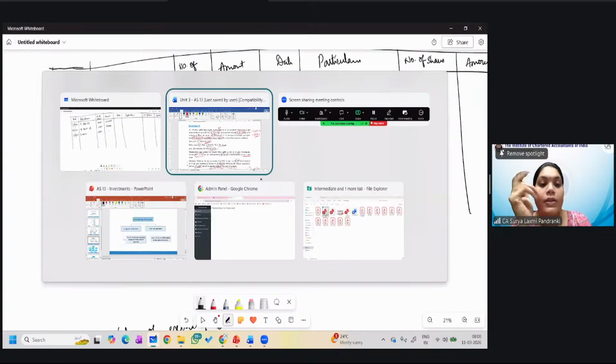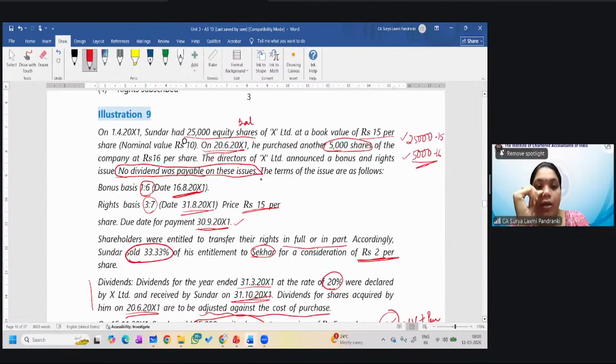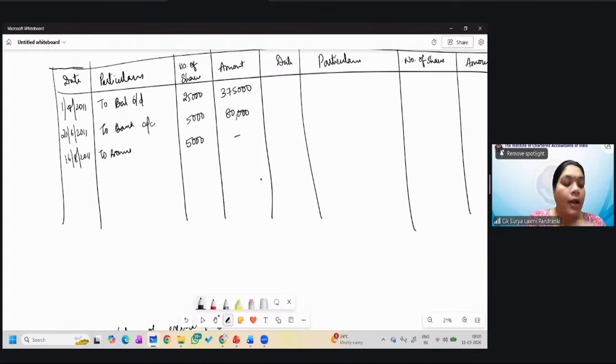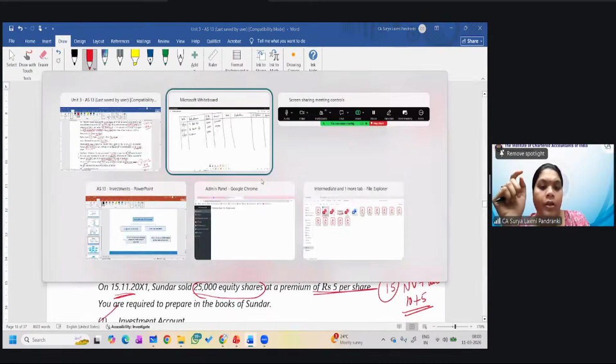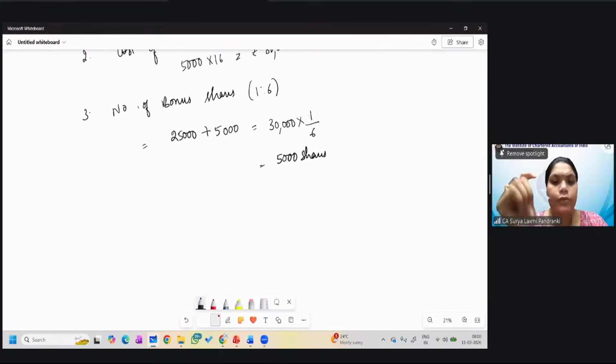Next one is the rights issue. Rights issue is 3:7 on 31st August. But you can't take 31st August because 31st August is the date that we have announced. But due date for payment is 30th September, right? So you will mostly receive the payment on 30th September only. Okay. Now let us calculate this rights issue first.